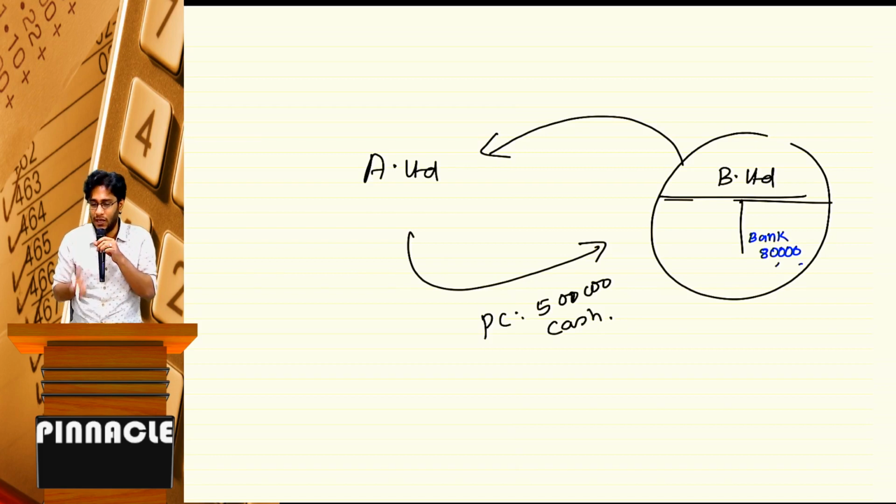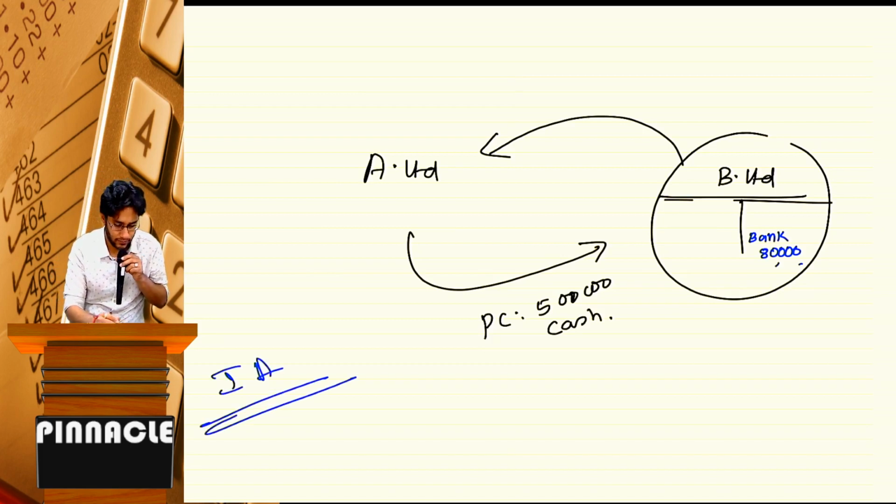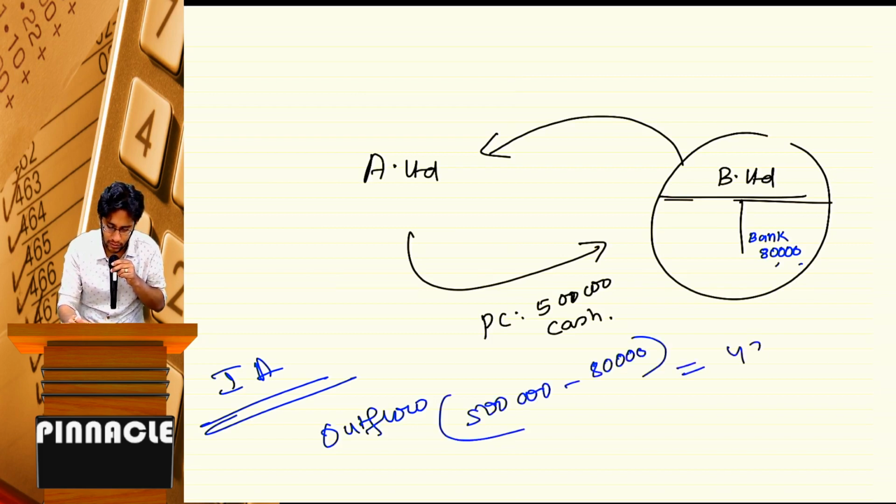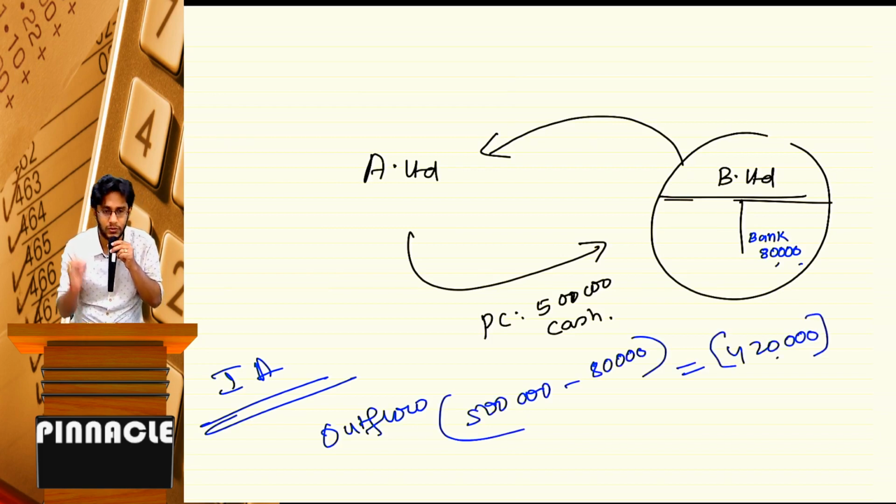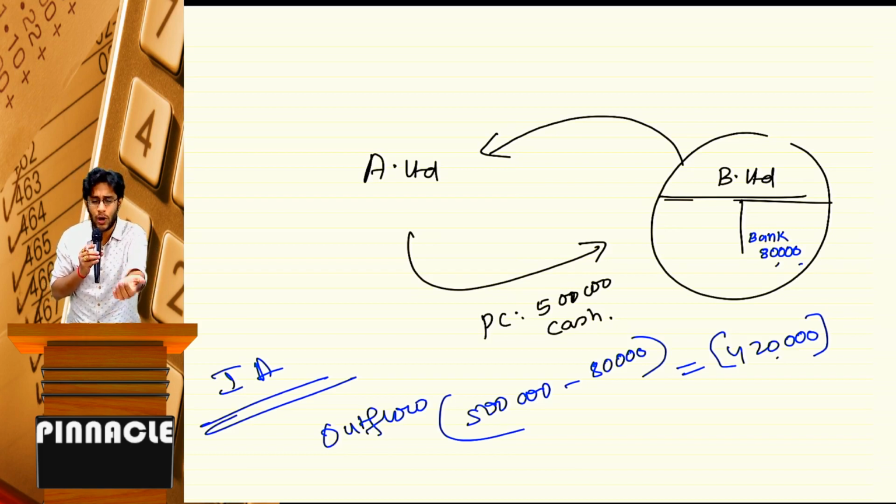So what is happening? One hand I gave 5 lakhs, the other hand immediately received 80,000. Effectively I gave how much? 4 lakh 20,000. That you should report. So in investing activities, outflow will be equal to 5 lakhs minus 80,000, which is equal to 4 lakh 20,000. That means whenever I acquire any investment or control over any business, the purchase consideration paid in cash, net of whatever cash is there in what I acquired, is to be shown. So this is about investing activity.